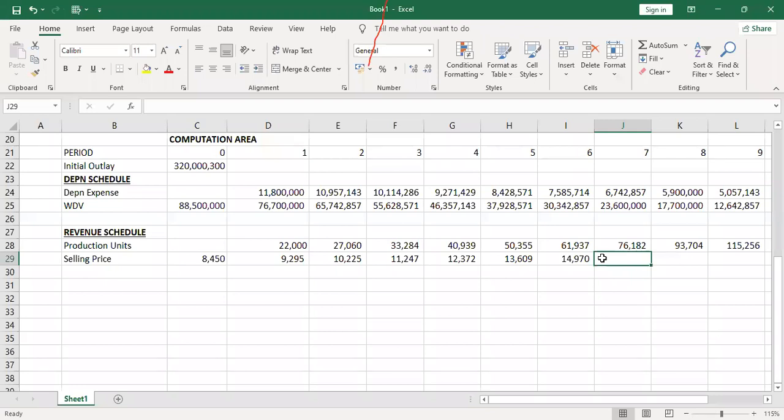Hello? Hello? Yes. We are dragging up to year 6 because the inflation rate changes from year 7. Can we proceed? Yes, sir, we can proceed.